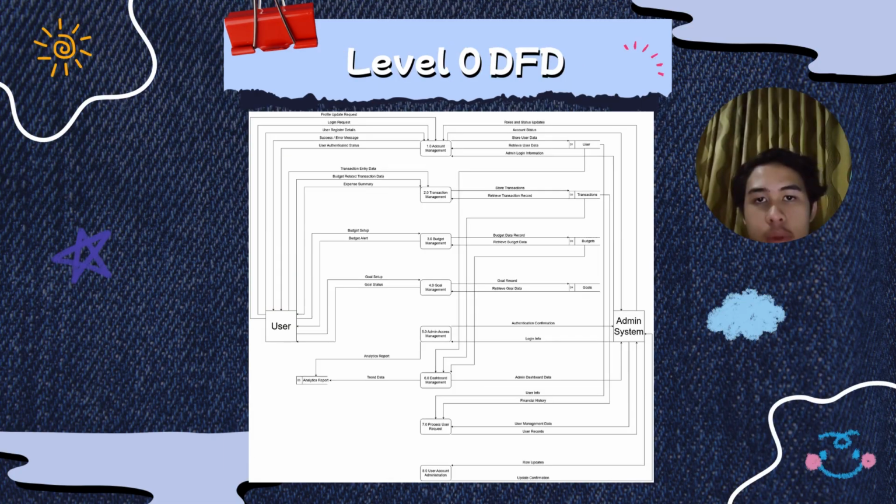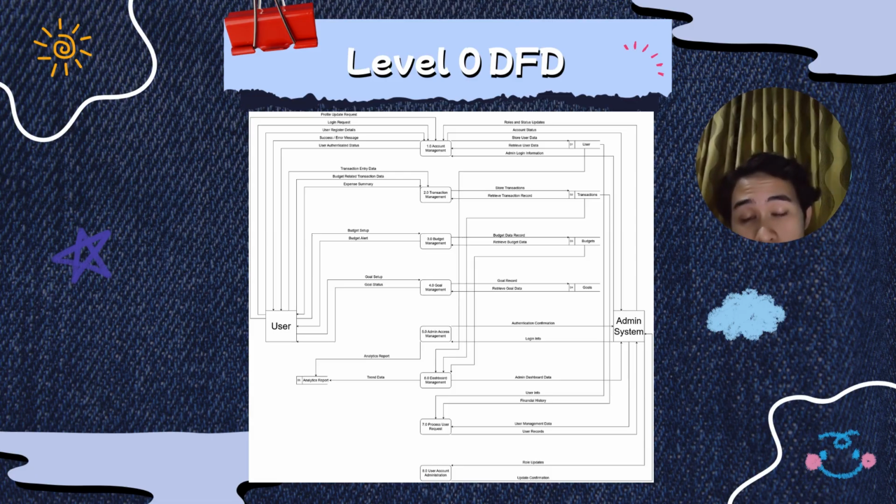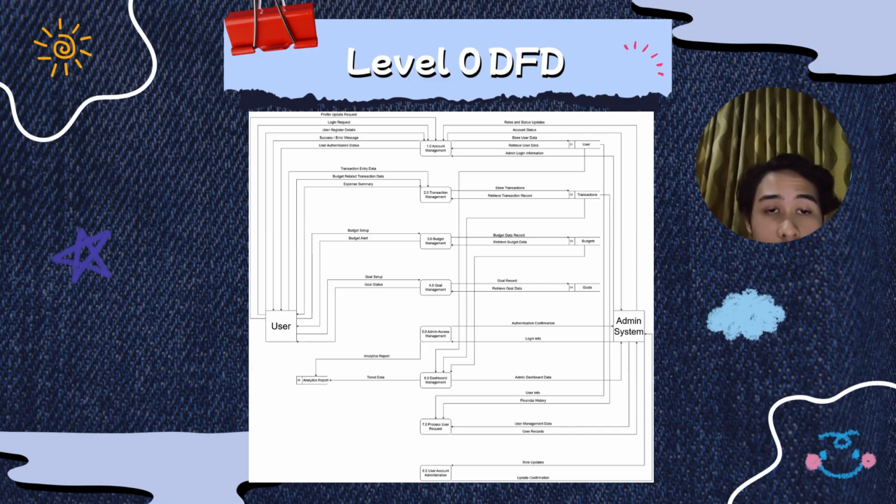In this slide, we will talk about level 0 DFD. So some of the processes in this level 0 DFD are 1.0 to 8.0, which are account management, transaction management, budget management, goal management, admin access management, dashboard management, process user requests, and user account administration.